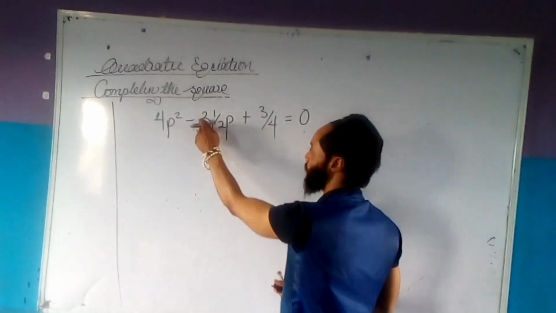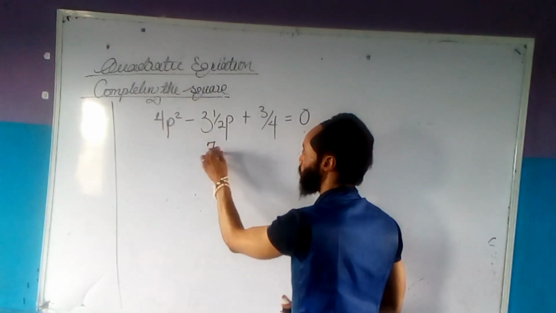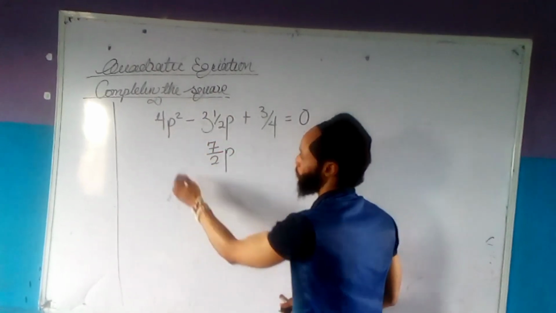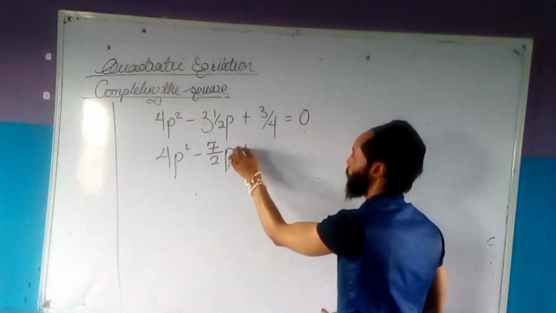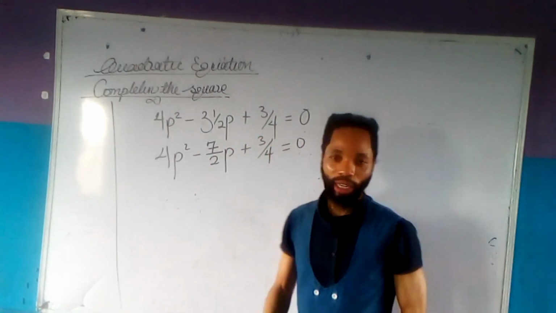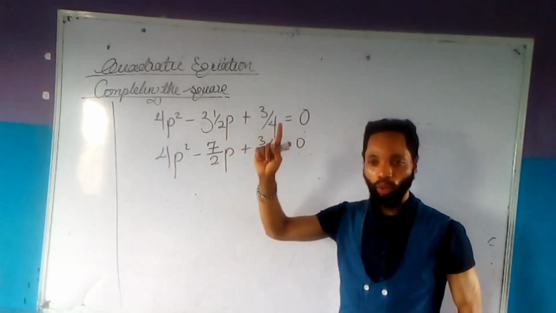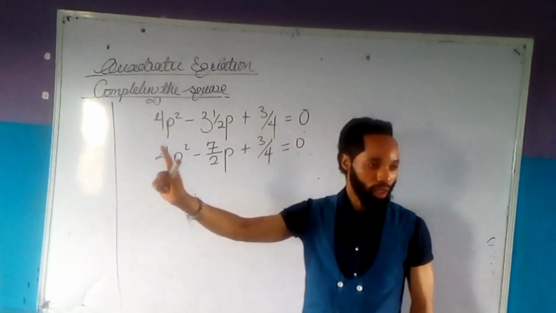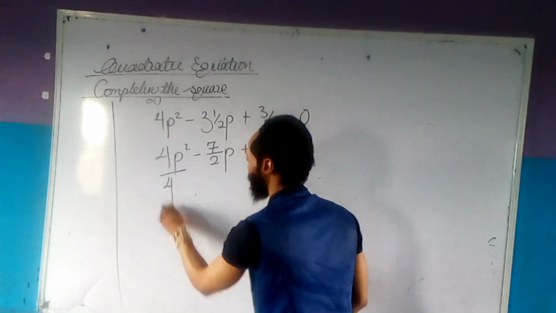So let's do that. 3 times 2 times 3, 6. So we have a 7 over 2p. Yeah, we've spread that. Then we have a 4p squared, and we have a 3 over 4 equals 0. So this next thing we're going to do, remember the leading coefficient is what? 4. So we have to make it what? 1. So we divide through by what? 4.